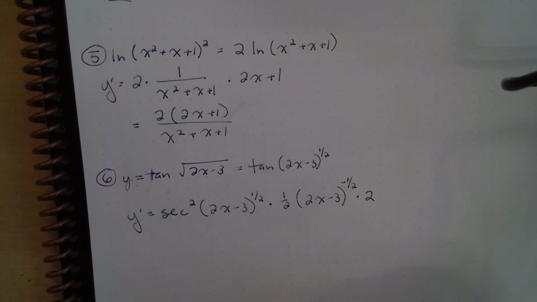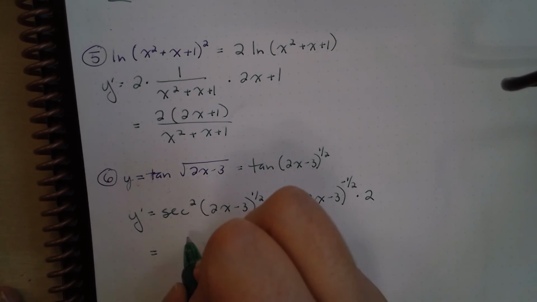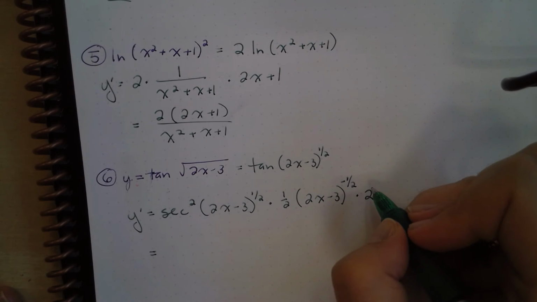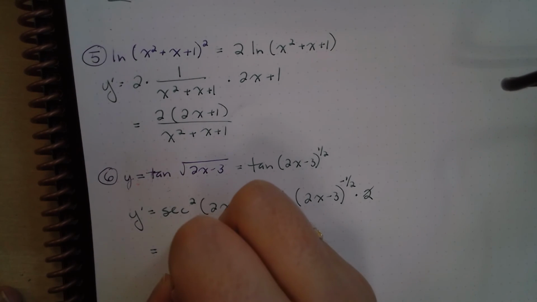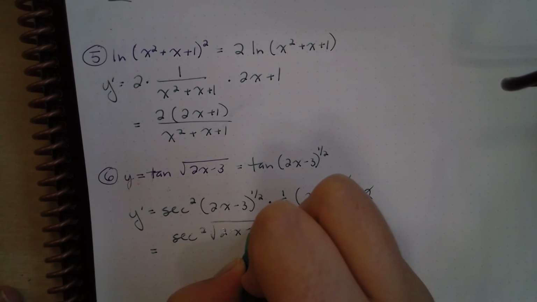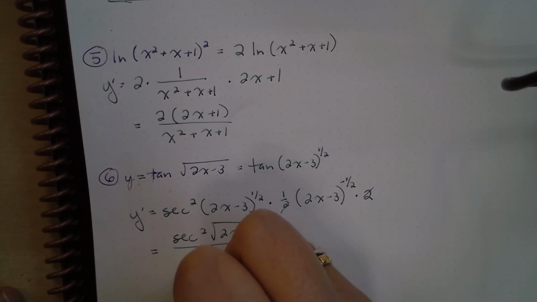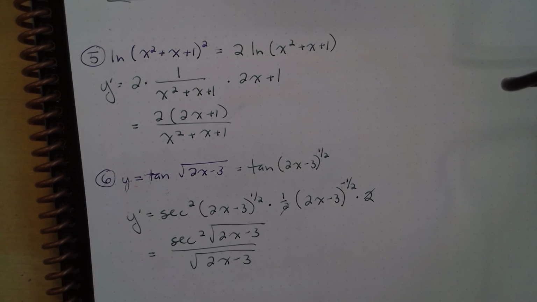All right, so now if I simplify things here, the 2 and 2 cancel out. So I have secant squared of the square root of 2x minus 3 over the square root of 2x minus 3. And that is our derivative.